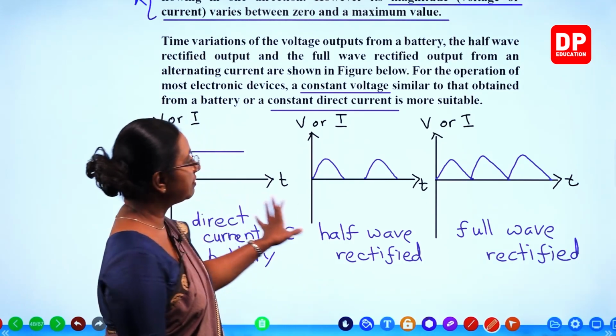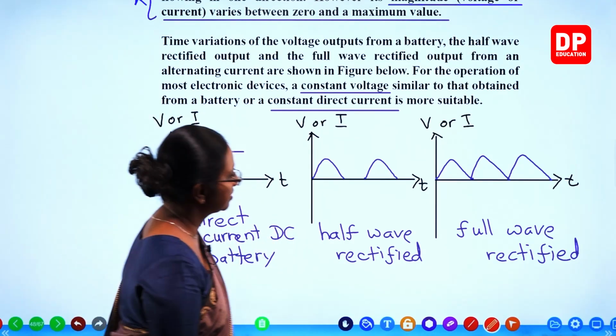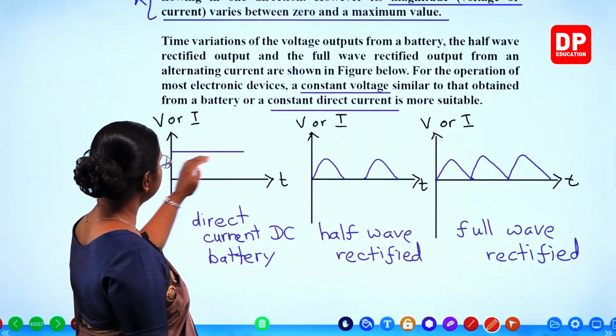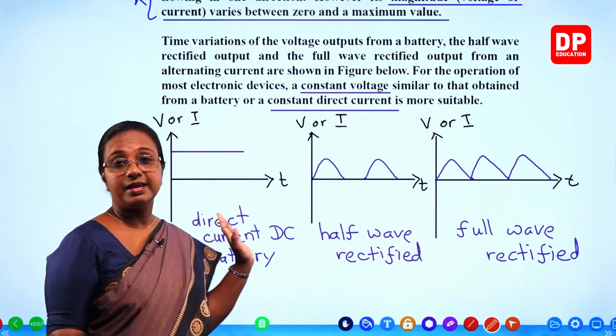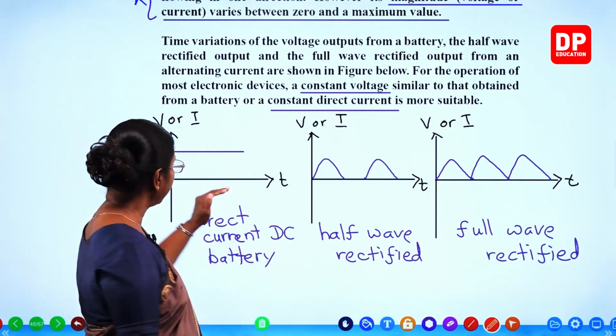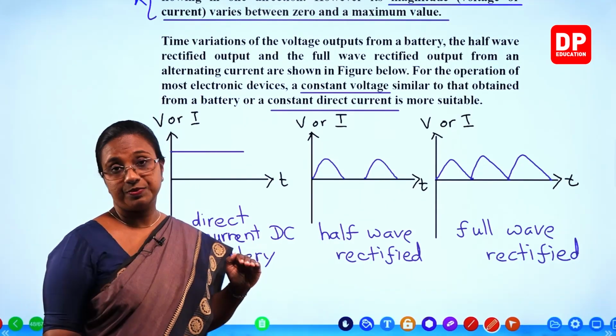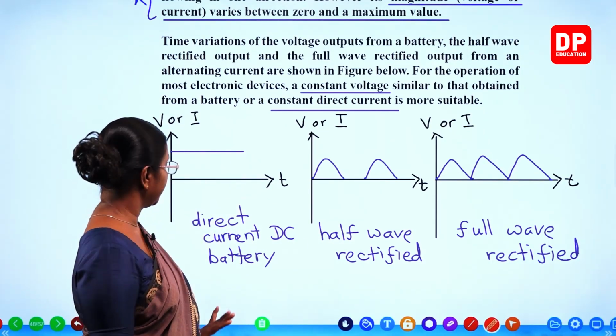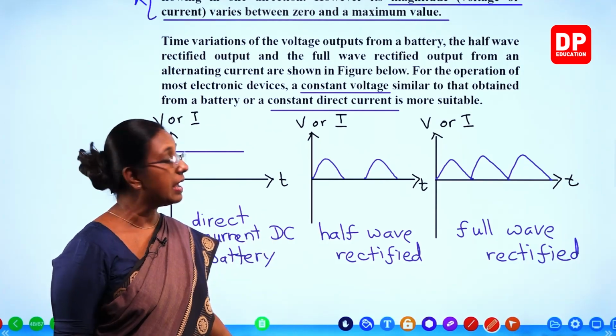So these are the graphs that you all need to remember, students. They all have to be symmetric. Here is a line parallel to the x-axis. You can see the voltage and current don't fluctuate and come to 0. It does not drop to 0, and it is in the same direction, direct current from a battery.